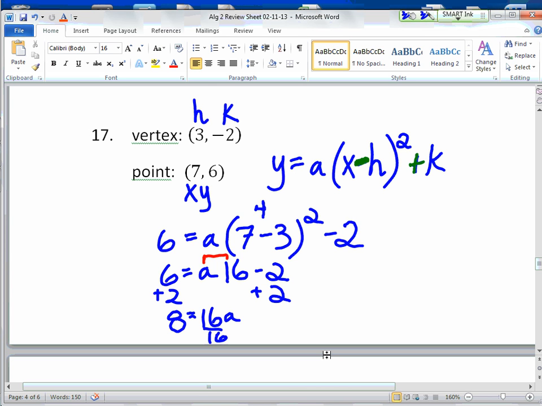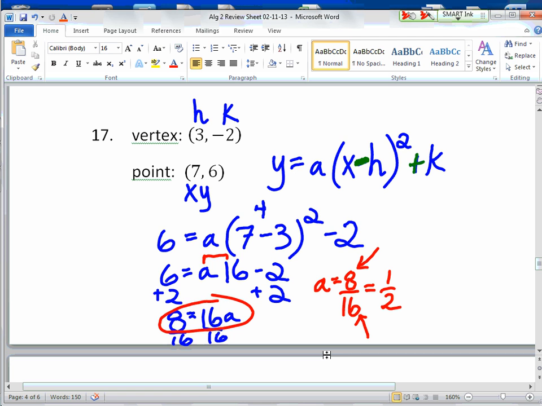Another common error is to jump right from here to saying a is 2, but a is actually 8 over 16, which is not 2. It reduces to 1/2. Because if you divide 8 by 8, it gives you 1. If you divide 16 by 8, it gives you 2. So a is 1/2 for this equation.